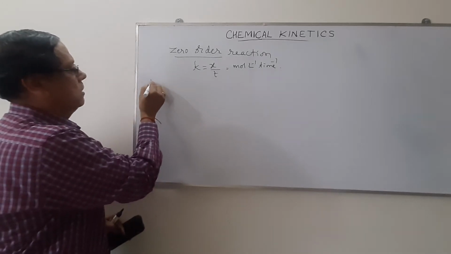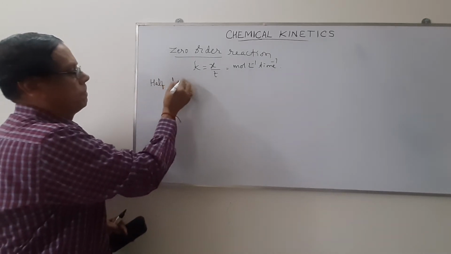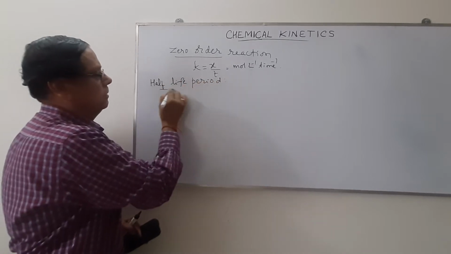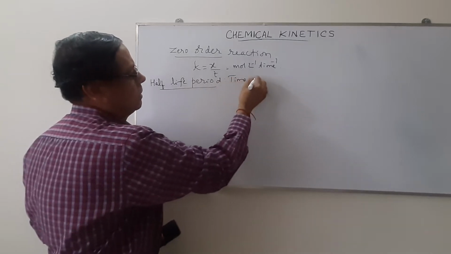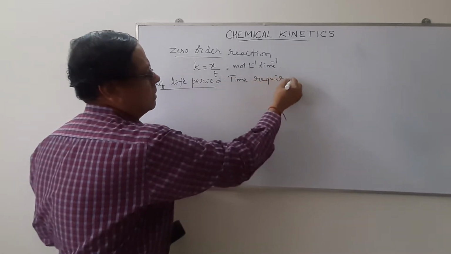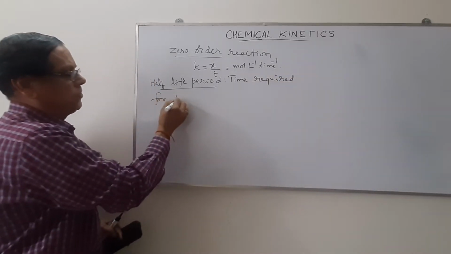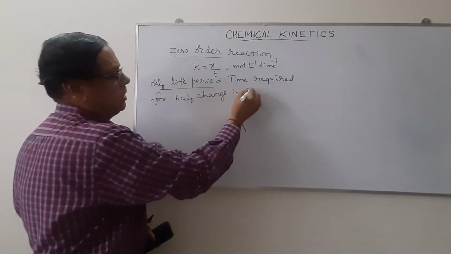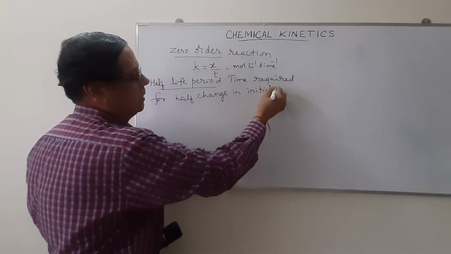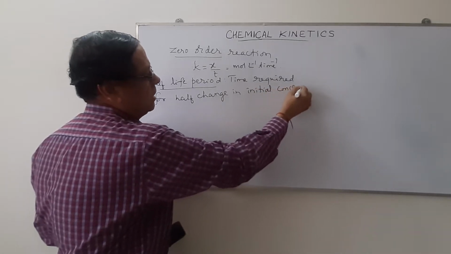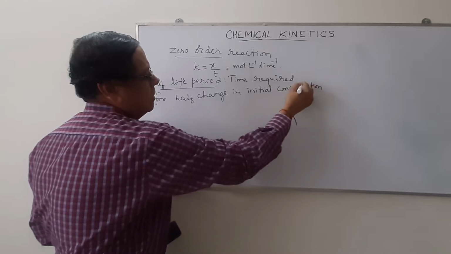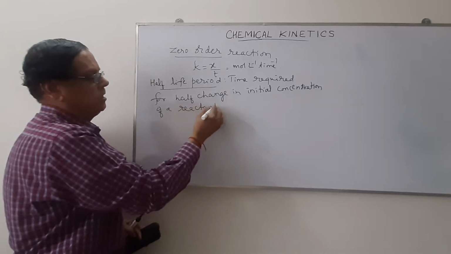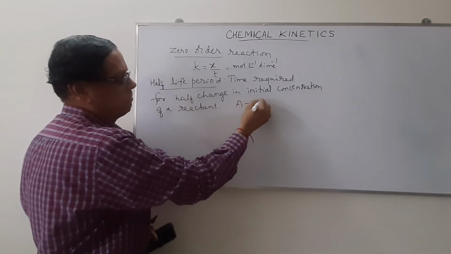So we have this term called half-life period. This is the time required for half change in initial concentration of a reactant. Suppose you consider this reaction A giving rise to some products.